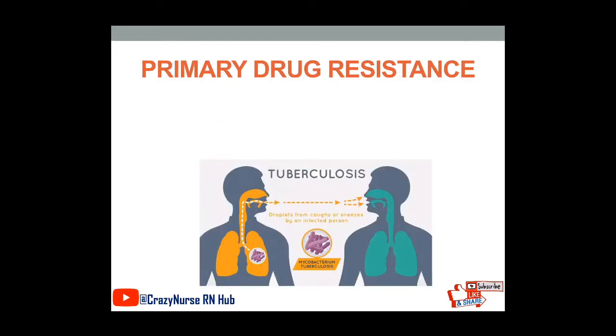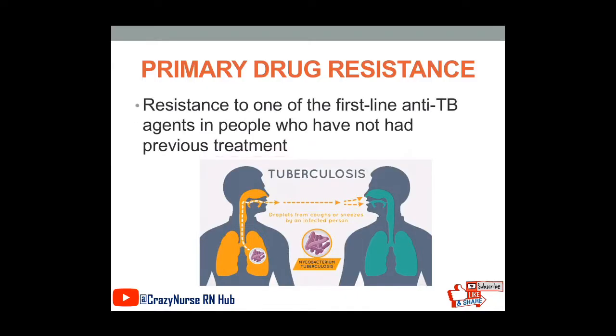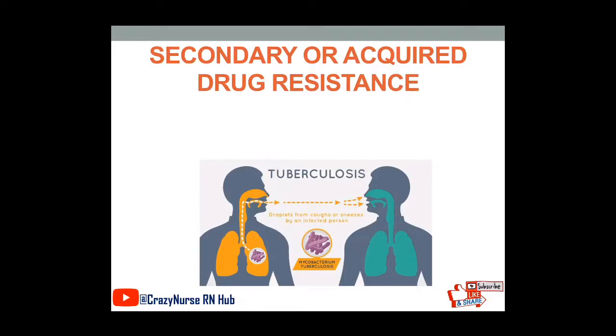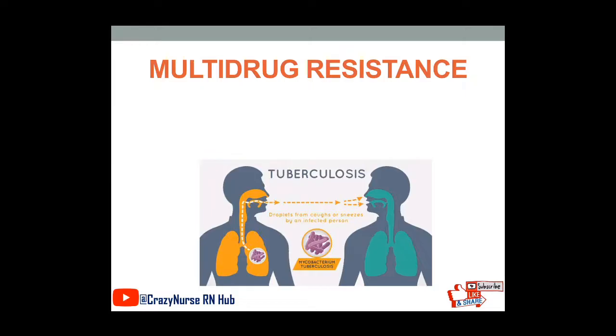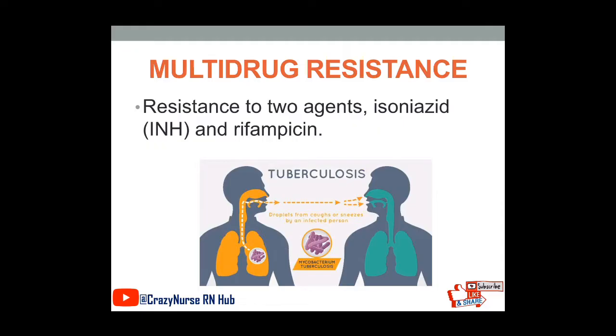Now let's discuss the primary drug resistance. Resistance to one of the first-line anti-TB agents in people who have not had previous treatment. We also have the secondary or acquired drug resistance. Resistance to one or more anti-TB drugs in patients undergoing therapy. We also have your multi-drug resistance. Resistance to 2 agents, isoniazid and rifampicin. The populations at greater risk for multi-drug resistance are those who are HIV positive and institutionalized or homeless.